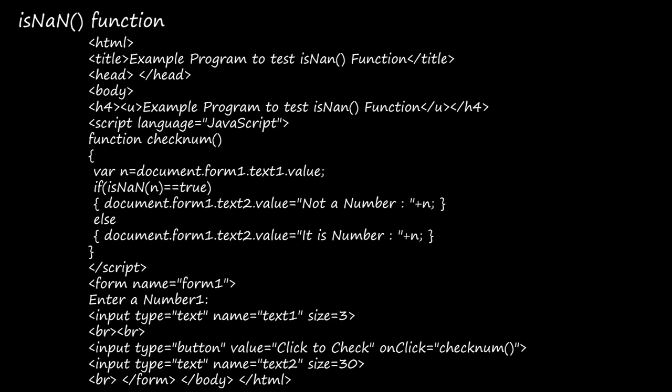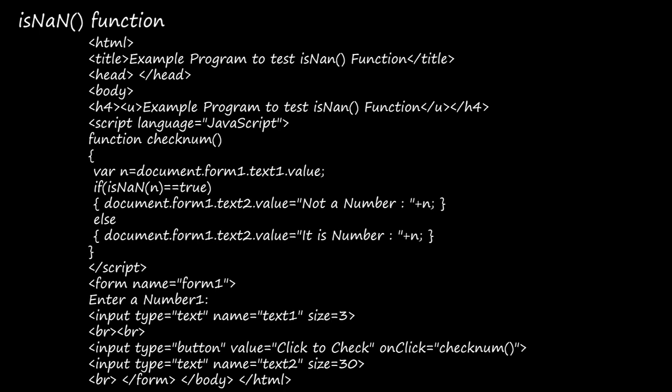Okay, this is a predefined function, and we are using this predefined function inside this if else statement, and along with this we have created a function also. This is a user defined function, function checkNum(). This is a user defined function, and the isNaN function is a predefined or library function. This is also included inside this user defined function, that is checkNum, inside that function.